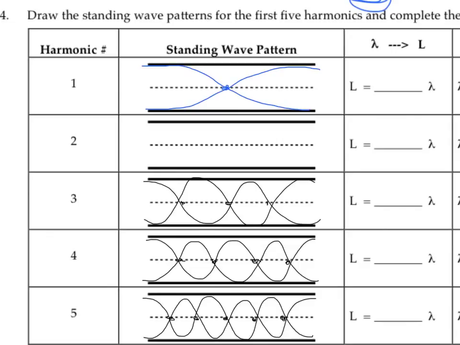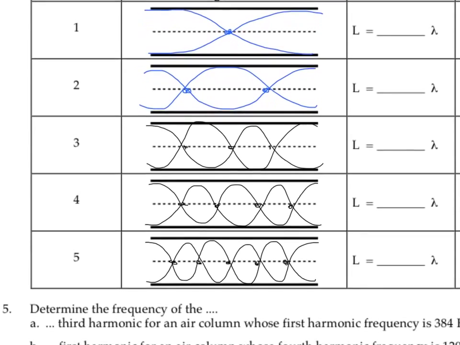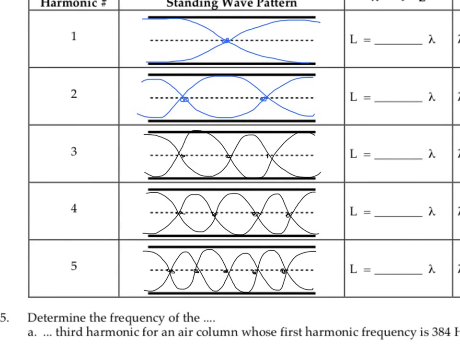The second harmonic has two nodes and still antinodes at each end, and so it looks something like this. And I've gone ahead and drawn in the third, fourth, and fifth harmonics as well. You can see at the third harmonic there are 3 nodes, the fourth harmonic there are 4 nodes, and the fifth there are 5 nodes.